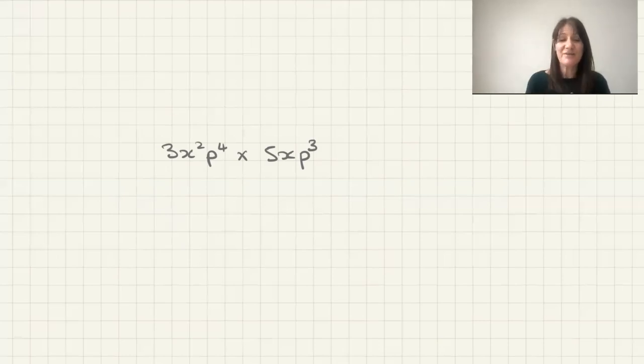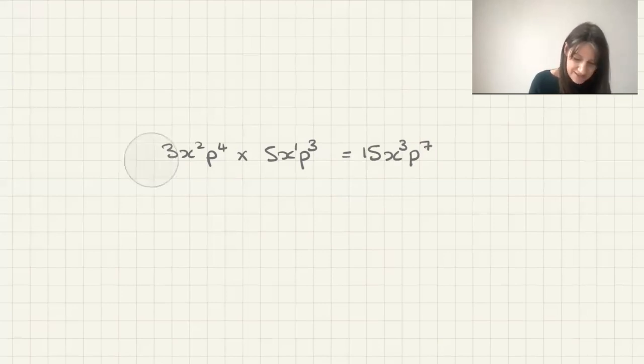Okay, press pause and have a go when you're ready with that one. Okay, so really the only thing I've done is added in a second letter. You're going to do everything bit by bit, step by step. So the numbers are 3 times 5, which is 15. And then you've got x to the 2 times x. Now remember, there's that invisible 1. And I add the powers. 2 plus 1 is 3. So x to the 3. And then I do the p's. I've got 4 plus 3, which gives me p to the 7. If you got that right, really, really good.